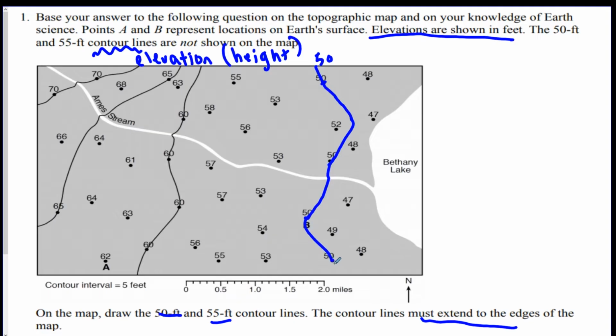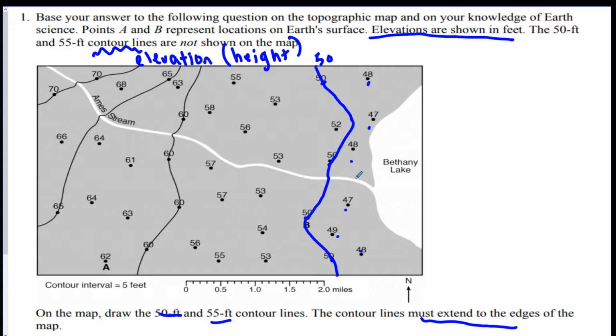And then I can't leave that line hanging. I have to bring it to the edge of the map. So this is a perfect 50 line right there. And a way to check it is to make sure all the numbers on one side of the line are less than 50 and all the numbers on the other side of the line are more than 50. So let's check. So here's my 50 line. Look, 48, 47, 48, 47, 49, 48.